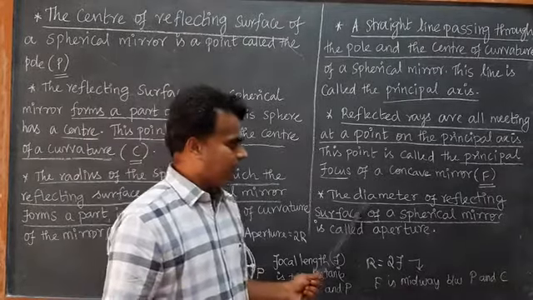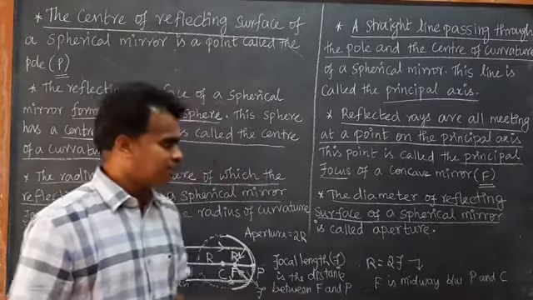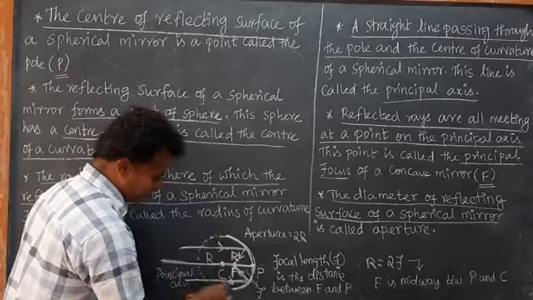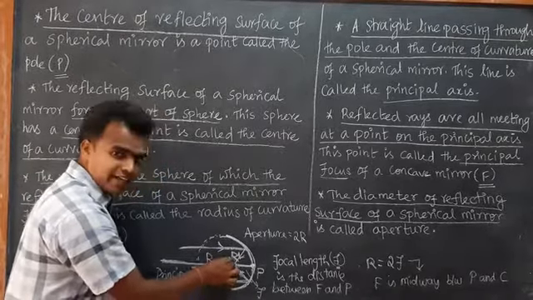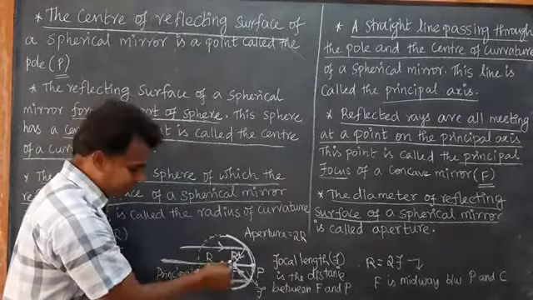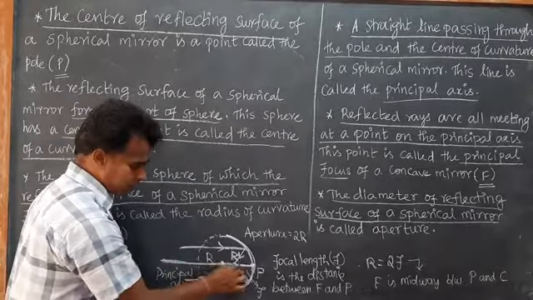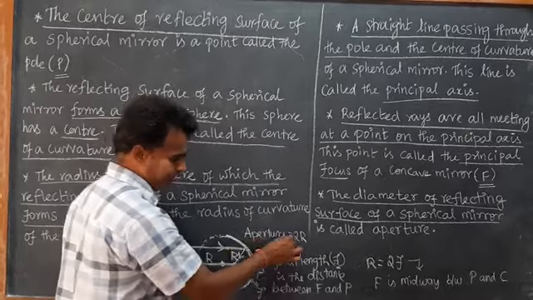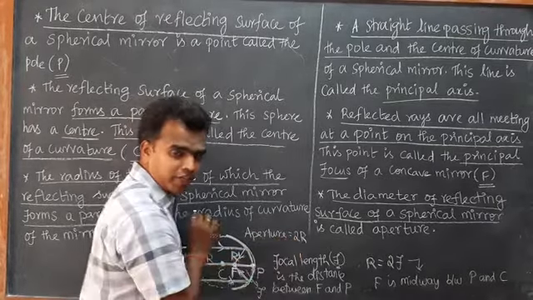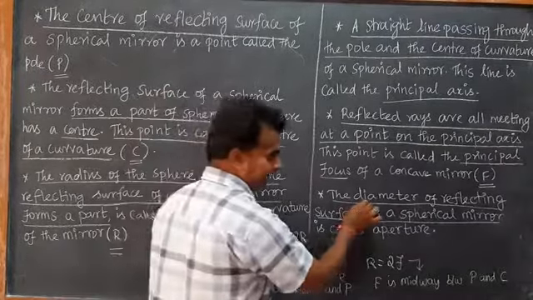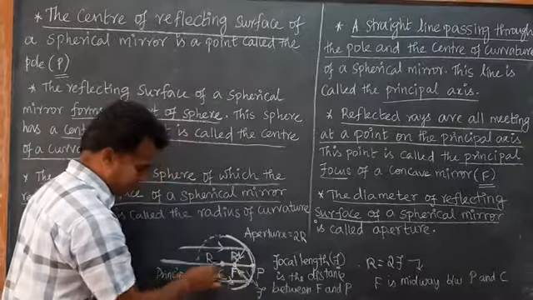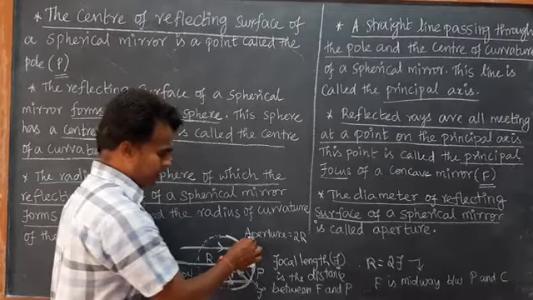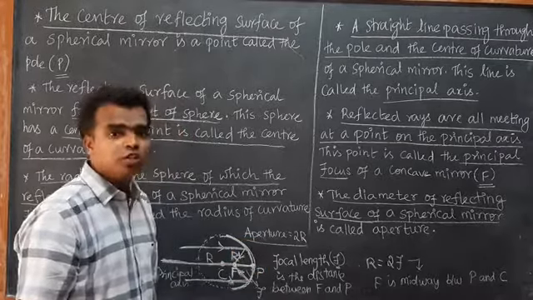And the last one, the diameter of the reflecting surface of a spherical mirror is called the aperture. Diameter means this is a radius, and on this other side also a radius. C to P is a radius, and similarly C to this side is also the radius of curvature. Therefore we can write aperture is equal to 2R. Why do we write 2R? Because the diameter of the reflecting surface of a spherical mirror is called the aperture.